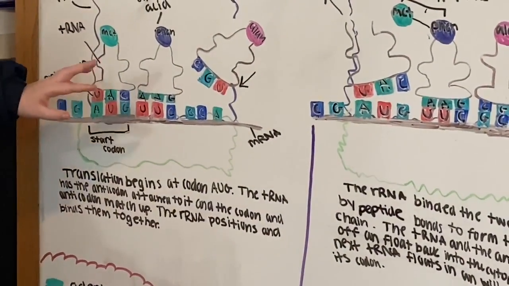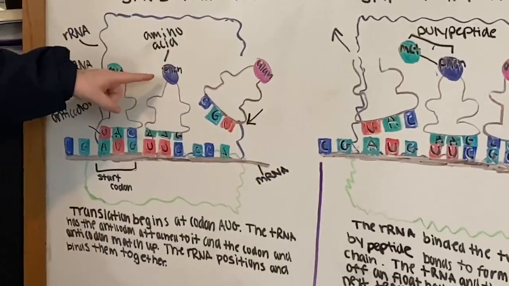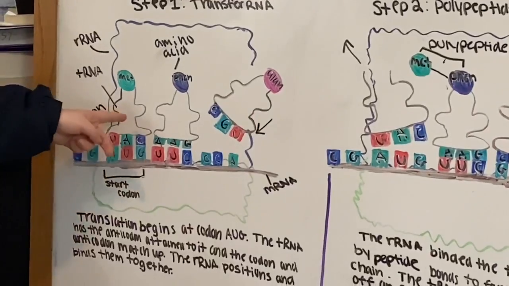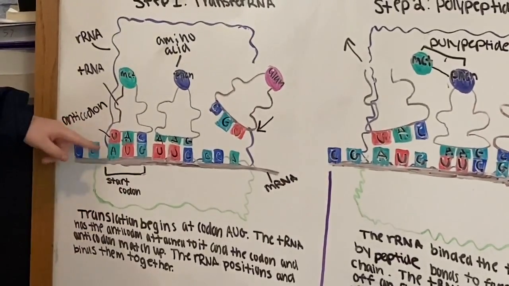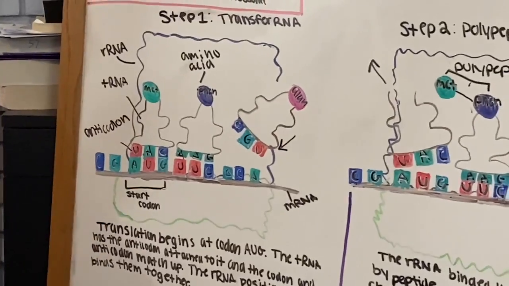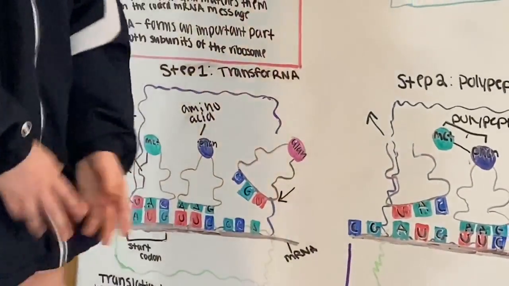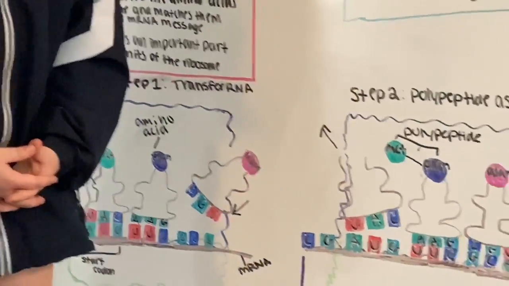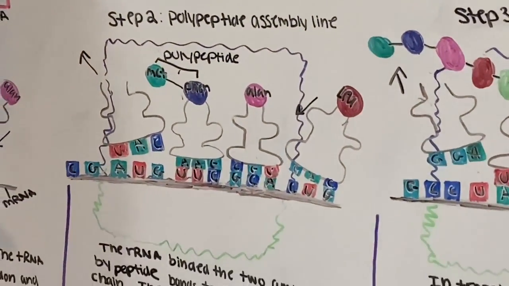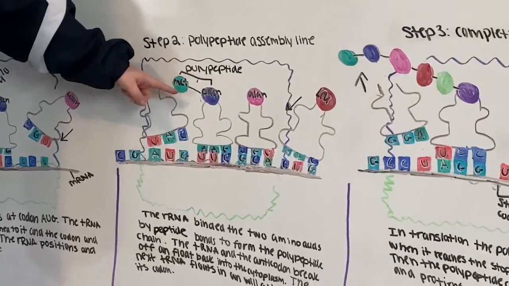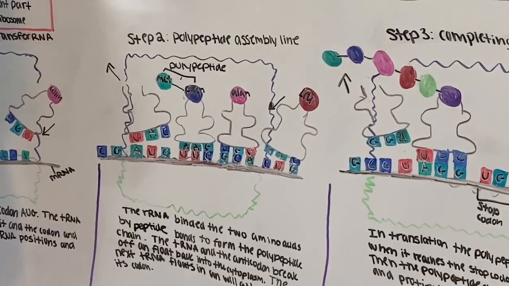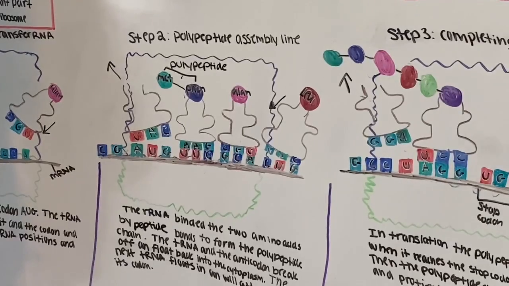And then this is the amino acid phenylalanine, and then this is the transfer RNA, and this shows the anticodon and the codon binding together. The second step is called the polypeptide assembly line, which shows the rRNA binding the 2 amino acids together with a peptide bond to form a polypeptide chain.